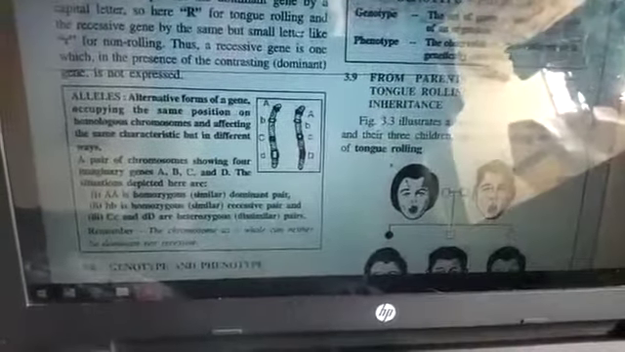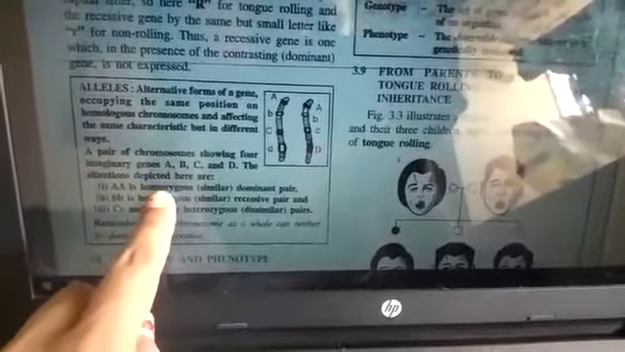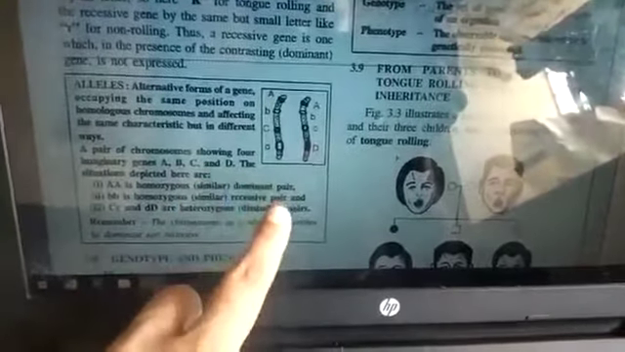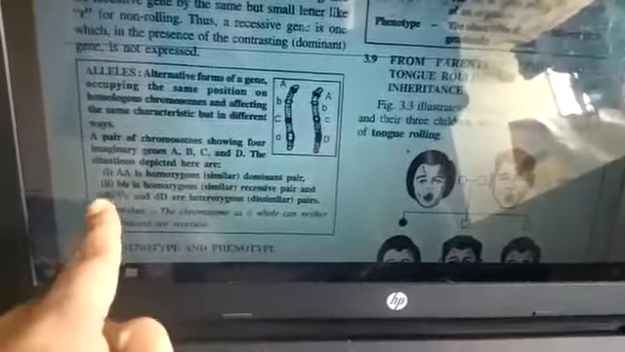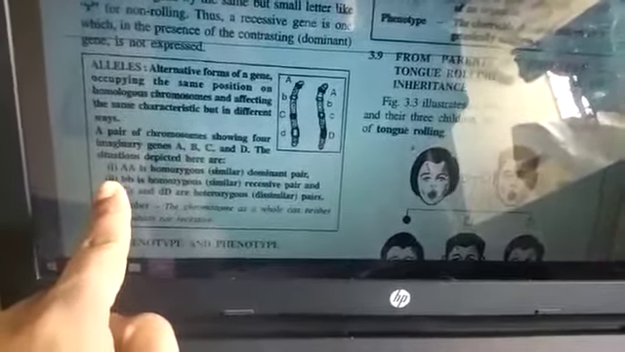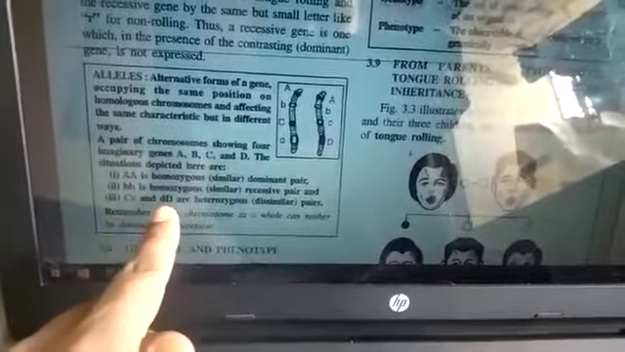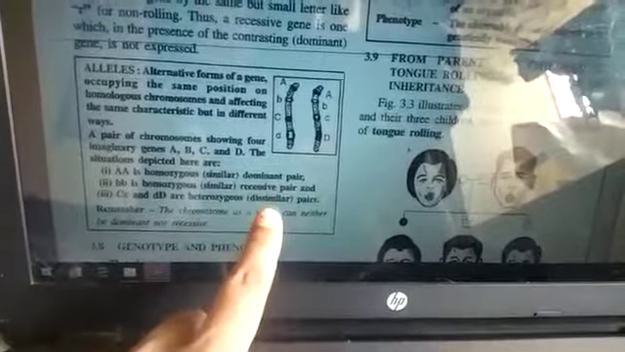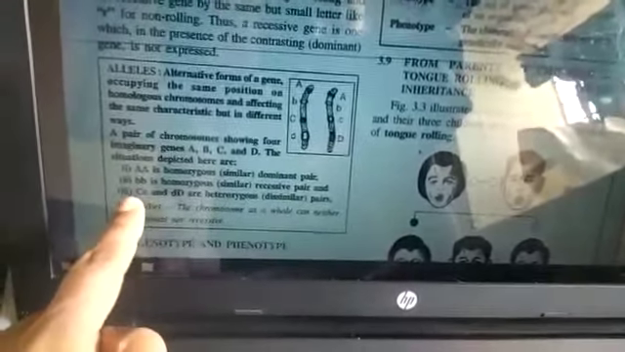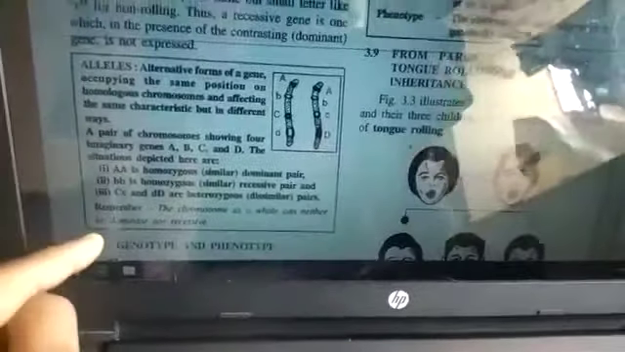Clear? The alternative forms are always present in pairs. Like over here you can see A and A, homozygous because they are similar, dominant. B and B, again homozygous because they are recessive pairs. Both are small letters. You can see in the next one capital C and small c, capital D and small d. Thus they are called heterozygous because these are dissimilar. In this case, the character of the one shown in capital will be expressed, not that of the smaller.